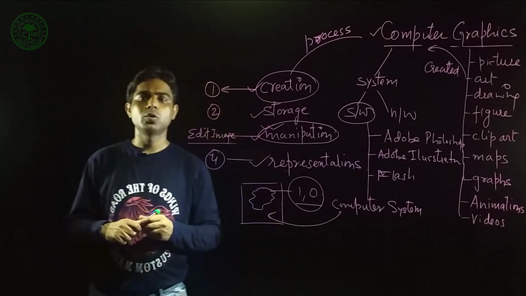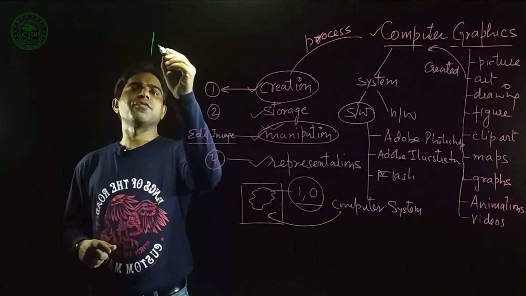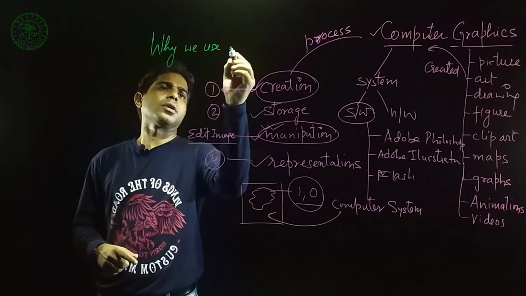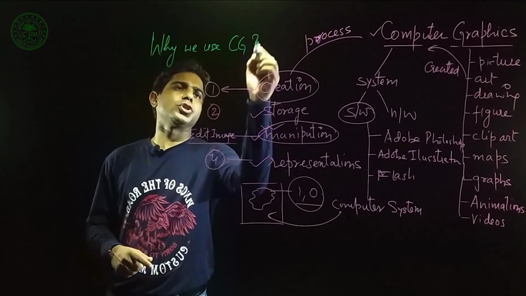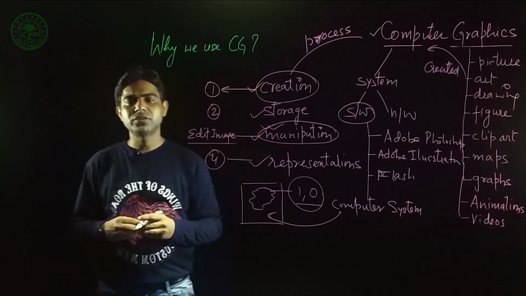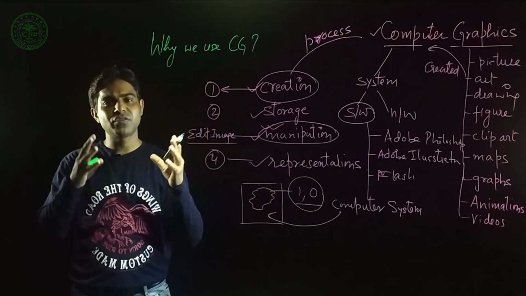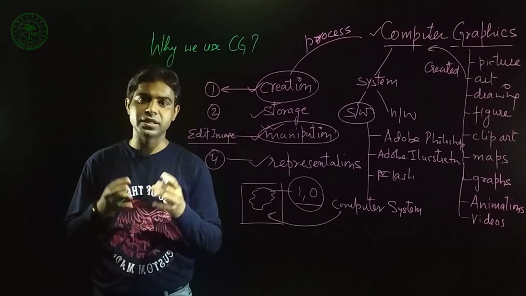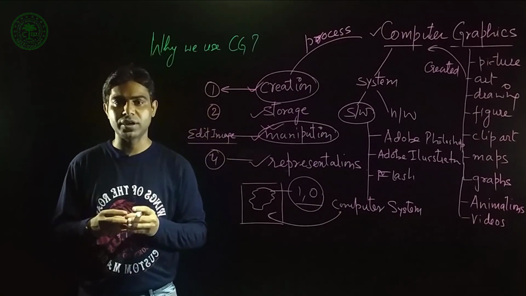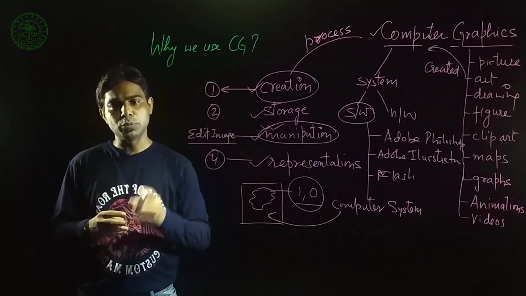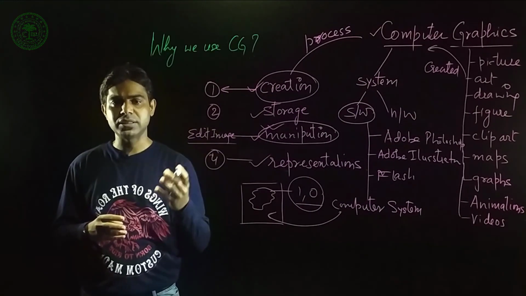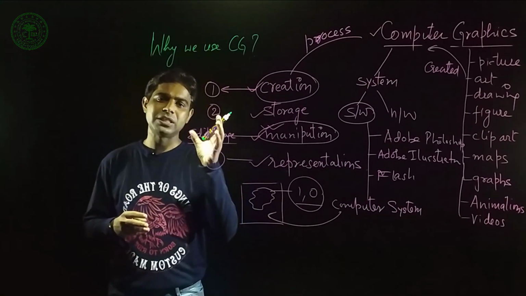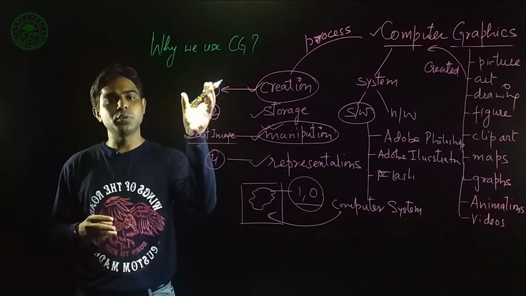Now I'll discuss why we use computer graphics, CG in short. Nowadays you might have seen that computer graphics is effectively utilized in a number of fields. For example, in the health sector, you are using computer graphics very effectively to demonstrate a number of scans: MRI scan, ultrasound scan, X-rays. So these are all examples of computer graphics.